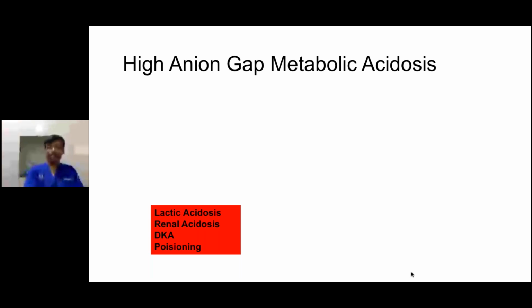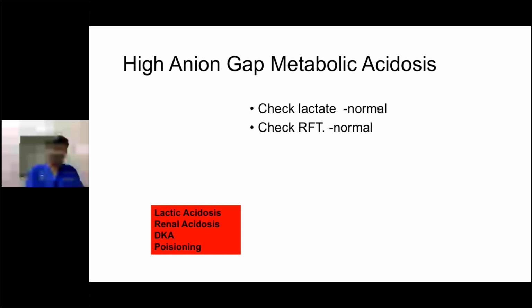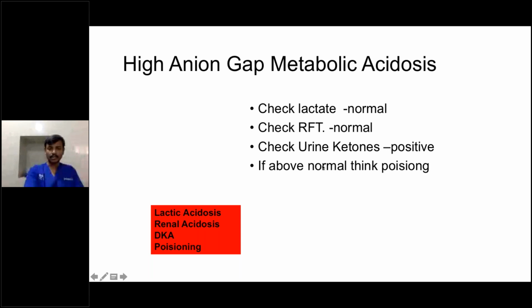This is how we identify whether the patient has DKA or not in our ICUs. Sometimes the urine ketone will still be negative, because which ketone bodies you identify in urine is more important. Sometimes we identify blood ketones also. If all three, lactate, RFT and urine ketones, are normal, then think of poisoning. If the patient has taken any alcohol, ethylene glycol, paraldehyde or salicylate, you have to think of these. So that is a case of DKA.